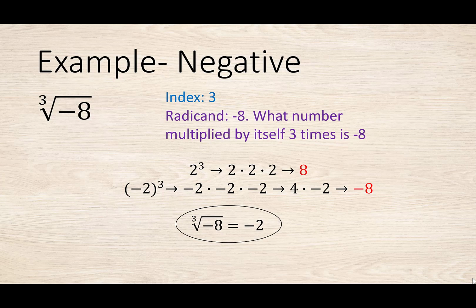So we have to remember, on a cubed root, if our radicand is positive, our answer is positive. On a cubed root, if our radicand is negative, our answer is negative. We have to remember to keep those in check.